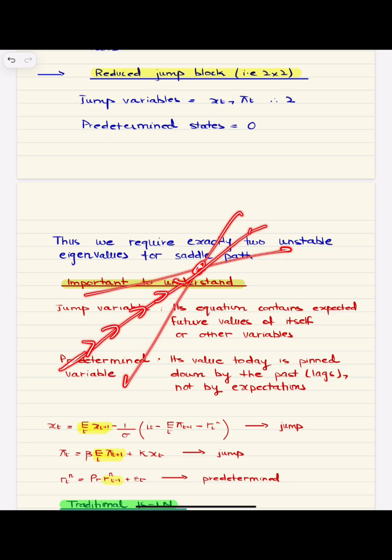Let me just give a rough diagram, and suppose this is the saddle path. If there's any kind of jump, suppose the economy was here, the economy would jump exactly onto the saddle path and then converge to the steady state. This only happens when the number of unstable eigenvalues equals the number of jump variables.